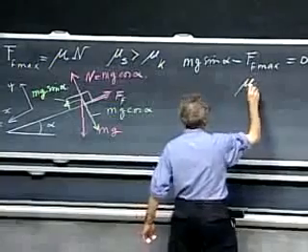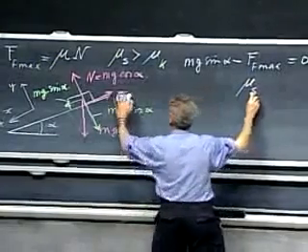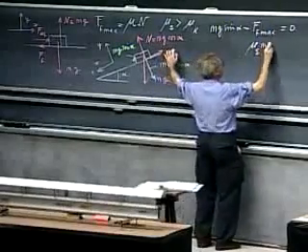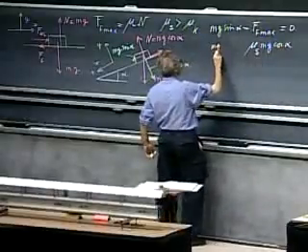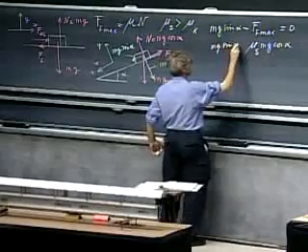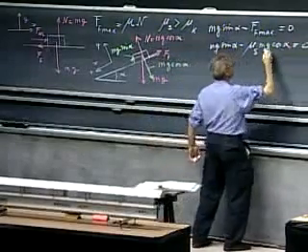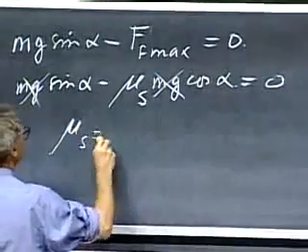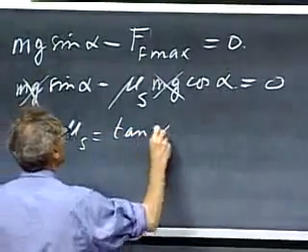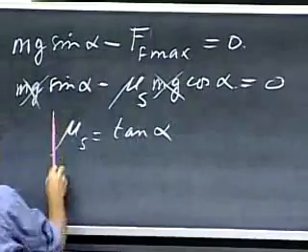And this one is mu static times n, which is mg cosine alpha. This one is mg sine alpha. This equals 0. I lose my mg, and you see that mu_s equals the tangent of alpha. It's that easy to measure.